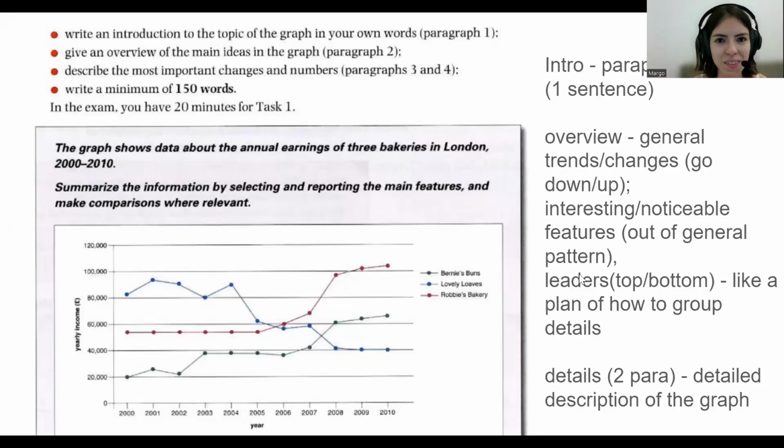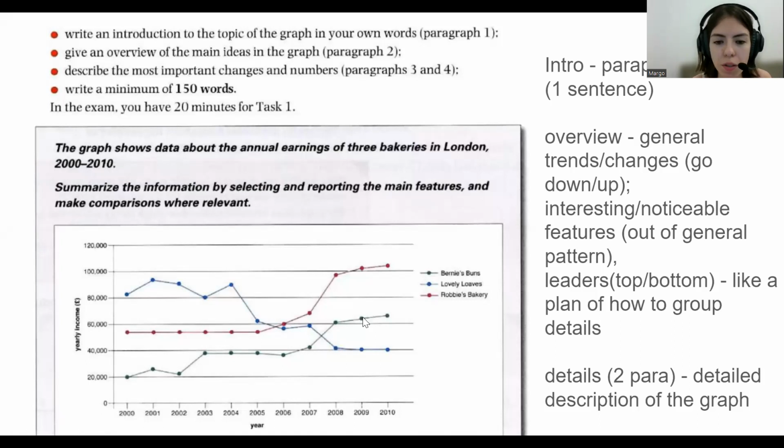Hi, so this is a lesson about introduction in writing task 1. Today we are talking about trends, graphs with a trend. Let's have a look here. So first of all, what do we see? Usually in writing task 1, you're going to describe a graph. It can be presented in many different ways.